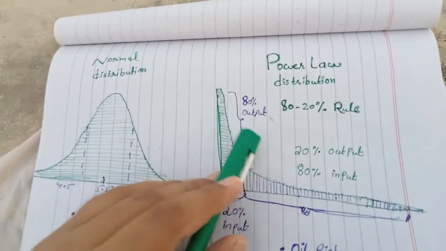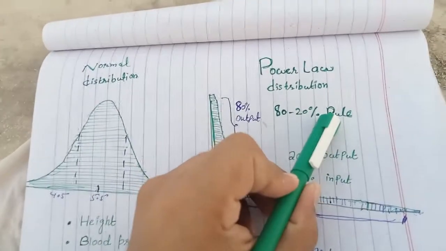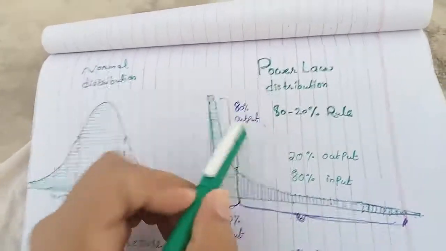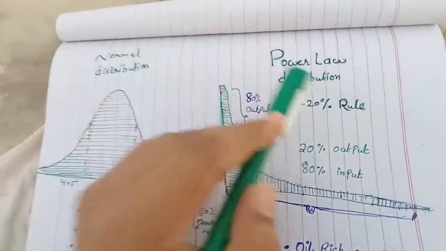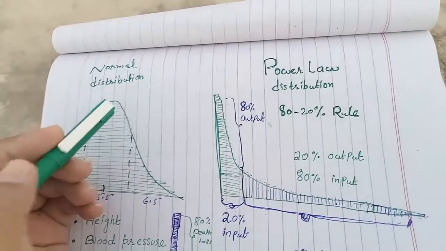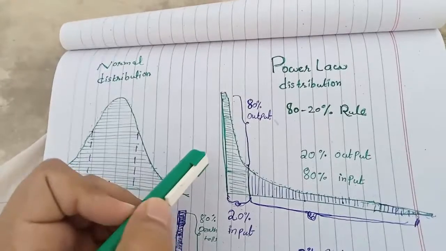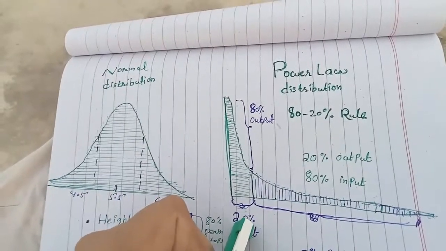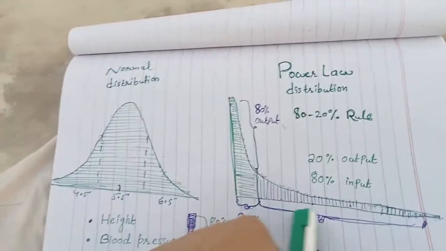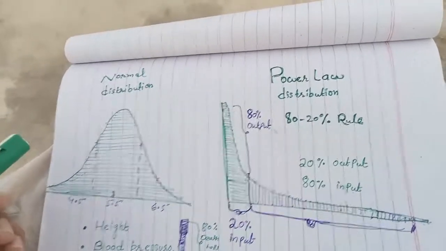To understand the power law distribution, you need to know the 80-20% rule, which is key to understanding this concept. Now, what does the power law distribution say in terms of the 80-20 rule? In a power law distribution, 20% of the input is responsible for 80% of the output, and the remaining 80% of the input is responsible for 20% of the output.